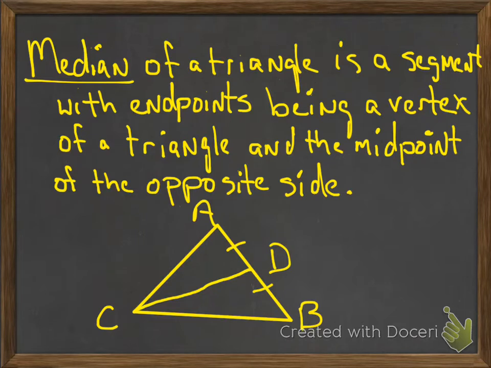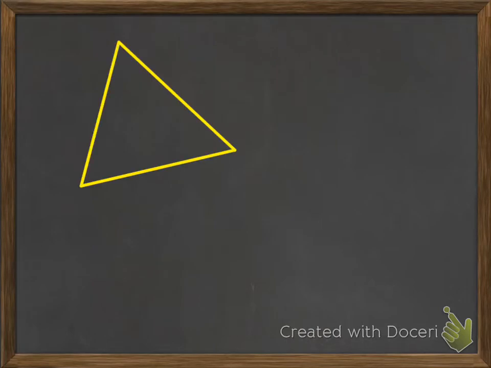Notice this one is only a segment. It can only be a segment. It's not a line, it's just a segment, so it will stop. Basically it will divide the triangle into two more triangles. Keep in mind, every triangle will have three medians: one starting at A, one starting at B, one starting at C. Like that. So every triangle has three medians.